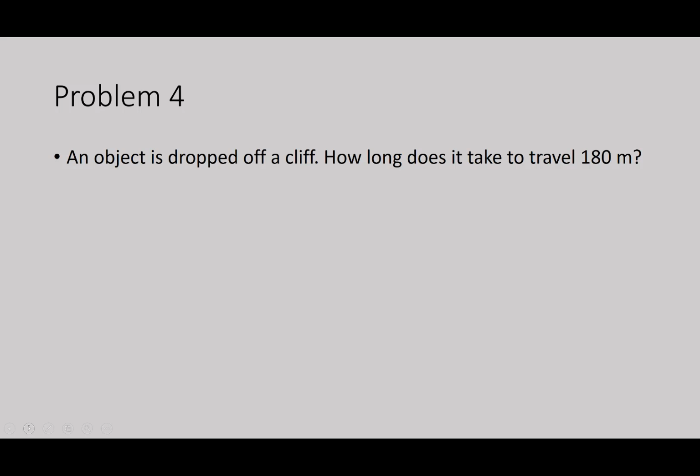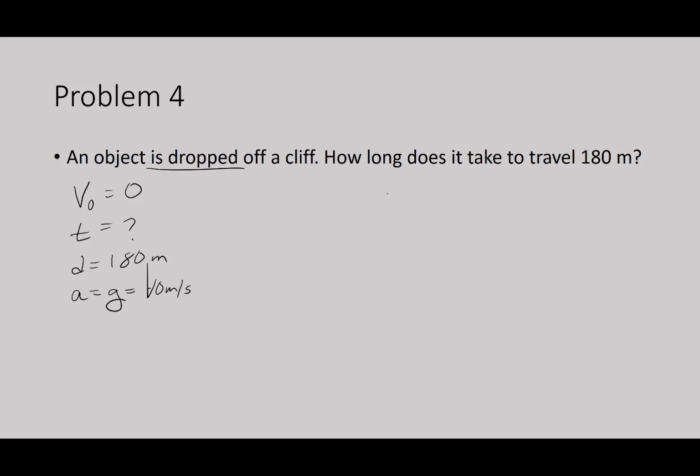Okay, and the fourth problem, the last problem. An object is dropped off of a cliff. How long does it take to travel 180 meters? All right, so the object is being dropped. That means our initial velocity is equal to 0. How long does it take? So we're looking for time. We know our distance is equal to 180 meters. And because the object would be in free fall, we also know that our acceleration is due to gravity, which is going to be 10 meters per second squared.